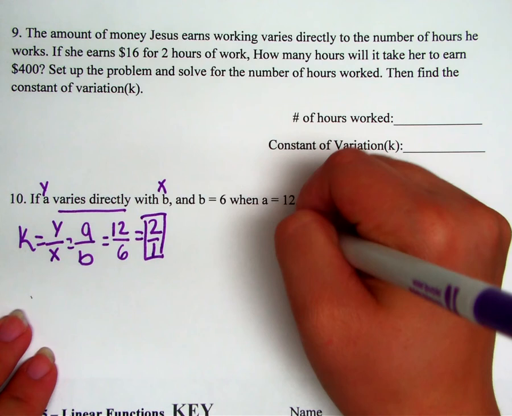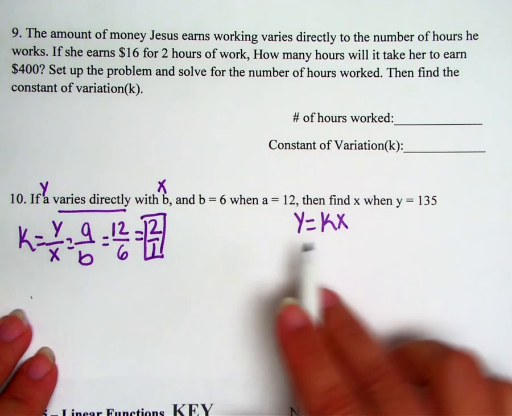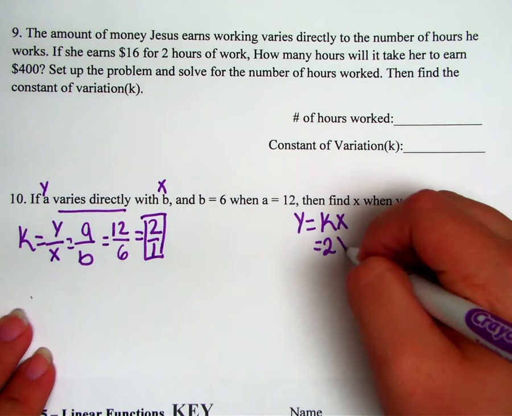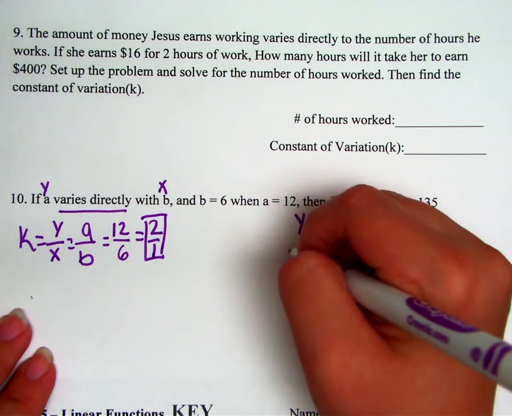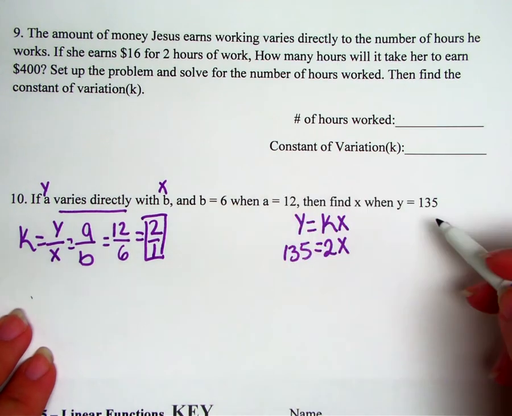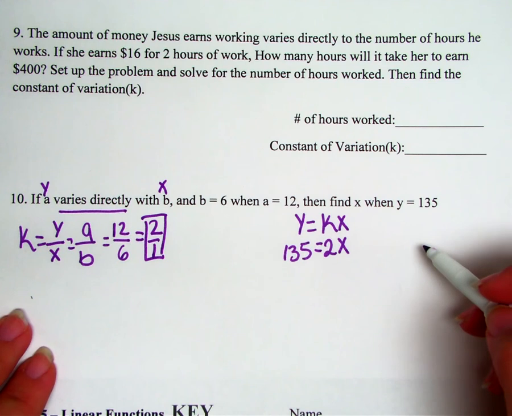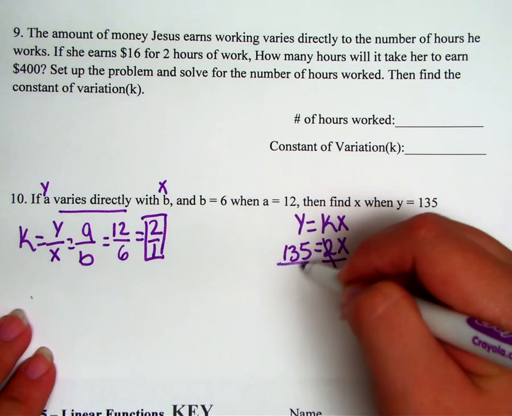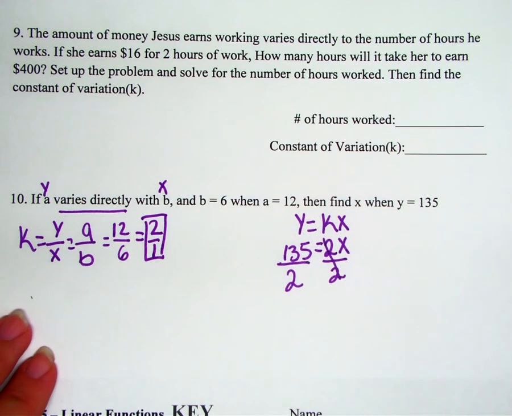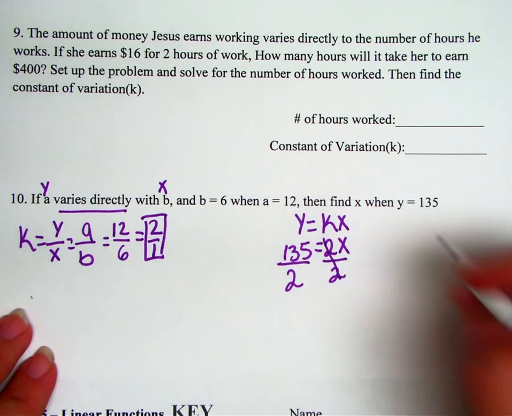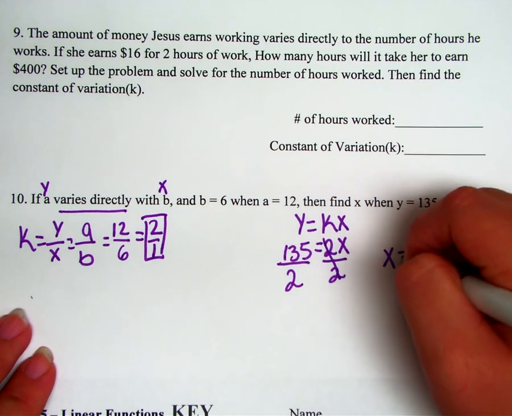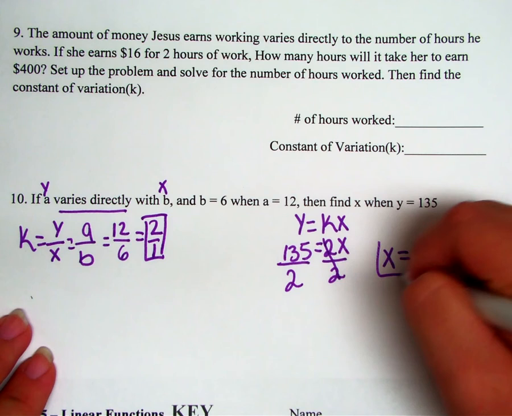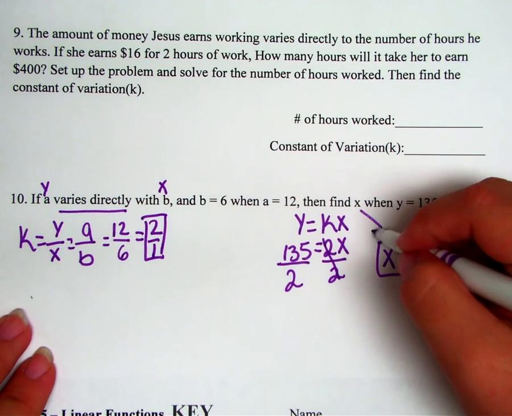Okay, so we're going to use Y equals Kx, and we know our K is 2. It says to find X, so we don't know what X is yet, but Y is going to be 135. So we're just substituting the numbers that they gave us for these variables. Well, 2 and X are multiplying, so I'm going to divide by 2 to cancel that out. But what you do to one side, you have to do to the other. So when I divide that, you will get X is equal to 67.5. And that's what they wanted.